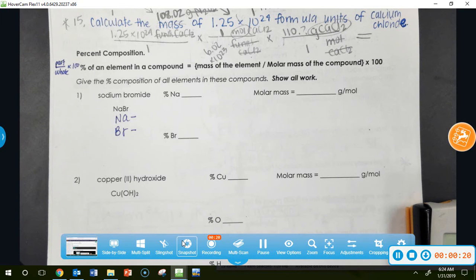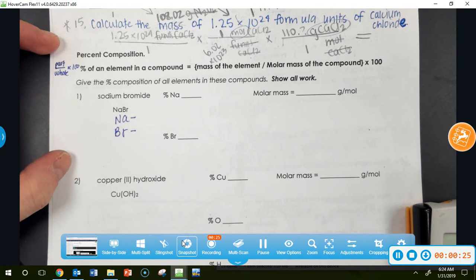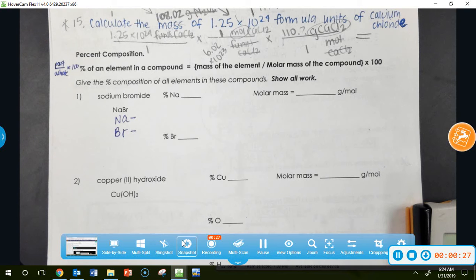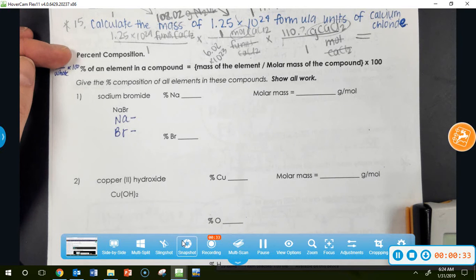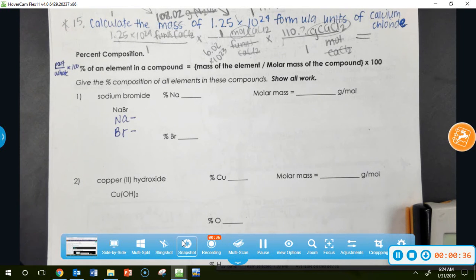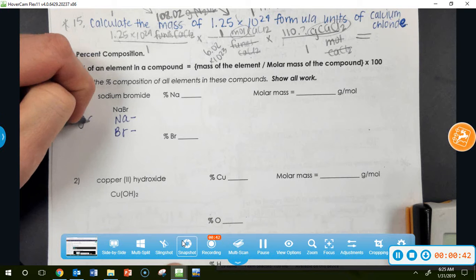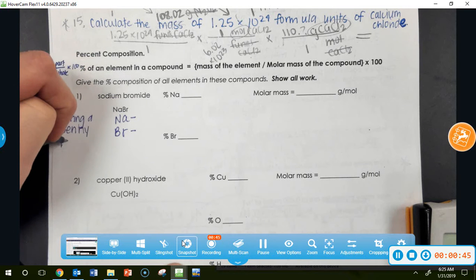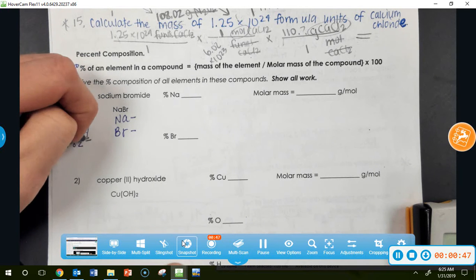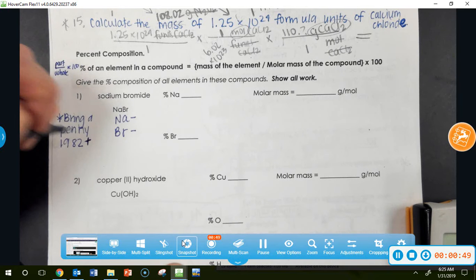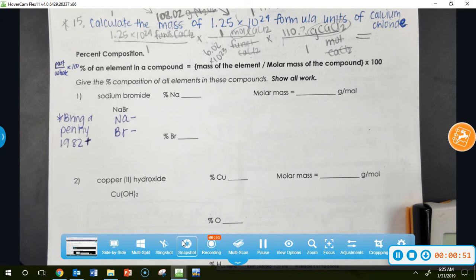Poor baby. But you guys need to learn percent composition today because I've been reminding you, bring a penny. We're doing a lab on Monday, and the lab is over percent composition. So you need to be somewhat familiar with this concept before Monday, which, by the way, bring a penny 1982 or later by Monday. The time is here. I've been talking about this for weeks, it feels like.